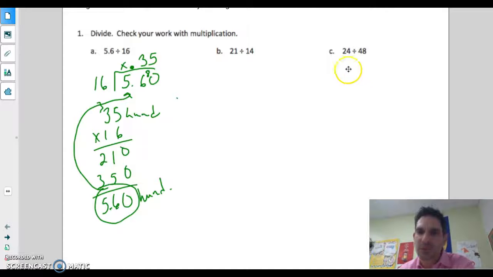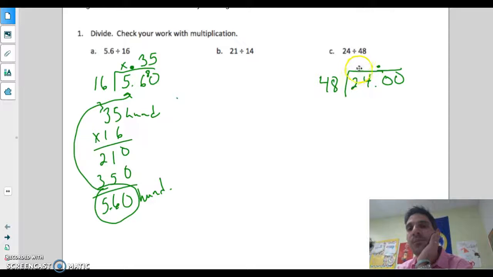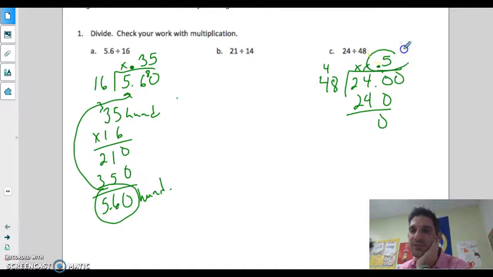Okay, let's just do one more. 24 divided by 48. I'm going to put a decimal point and a couple of zeros because I know it's not going to go in evenly. 4 goes into 24 about 6 times. Well, 6 times 40 is 240, so that's going to be too big. So let's try 5. That's 0, that's 4. So we get 5/10. Okay? Next one.